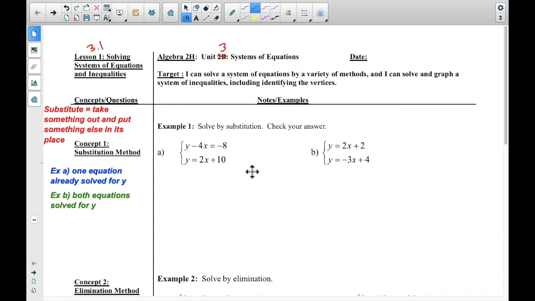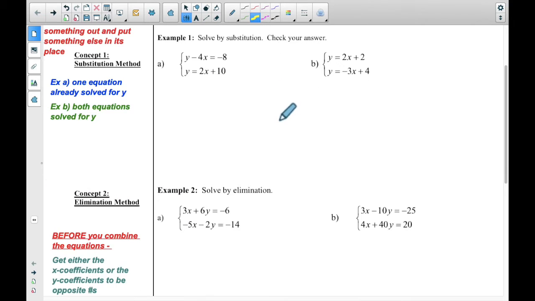Well, I have two examples here, but they are different types of examples. In example A, one of the equations is already solved for y, whereas in example B, they are both already solved for y. I just bring that up because there is a slightly different way to approach each problem. Let's start with example A.